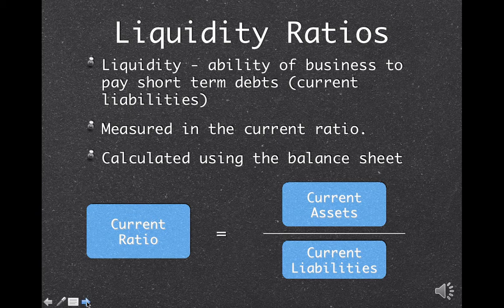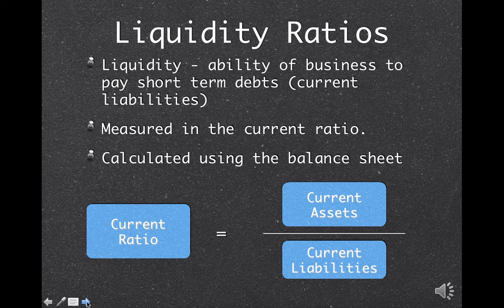Now remember, liquidity is the ability to pay short-term debts, so they're current liabilities. It's measured in a ratio called the current ratio. You need to know this ratio. You will be given the formula for the ratio in your examinations. However, you need to know how to retrieve the information for the ratio. It's calculated using the balance sheet only.